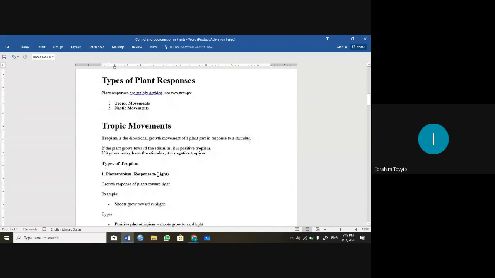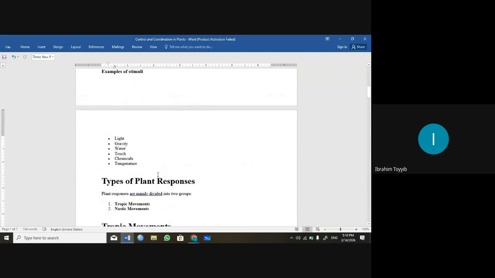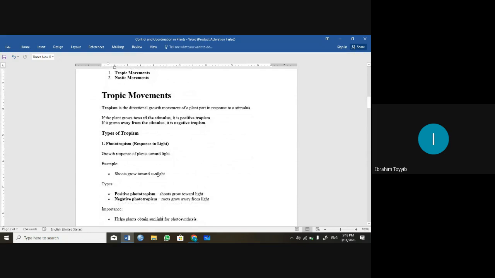Tropic movement is also known as tropism. If the plant is growing towards the stimulus, which can be light, touch, water, chemical, or temperature, it is called positive tropism. But if the plant is moving away from the stimulus, it is called negative tropism.